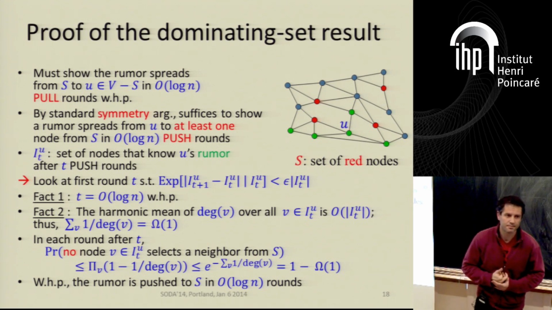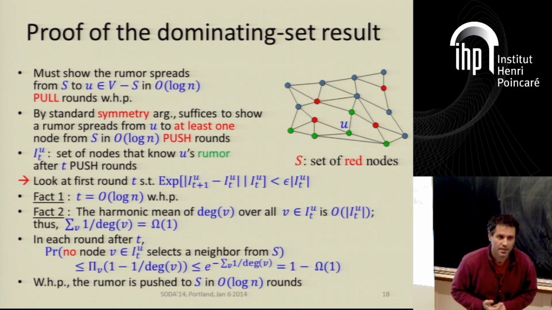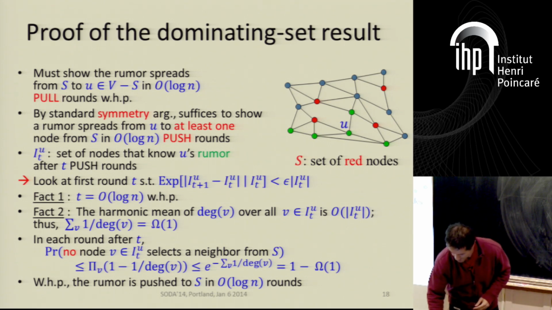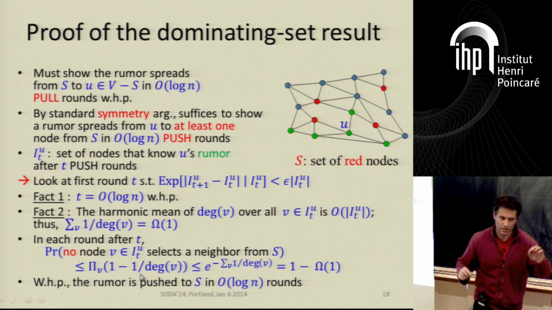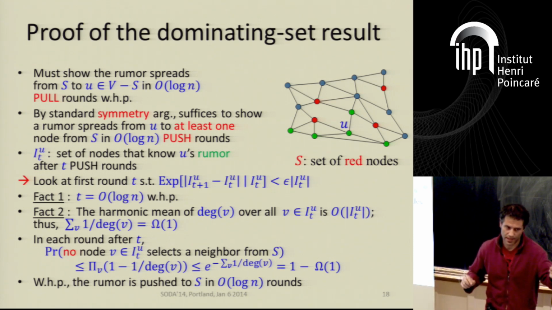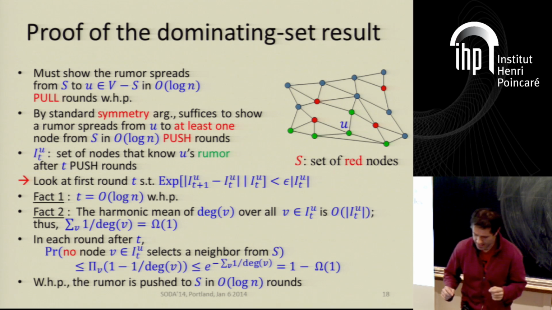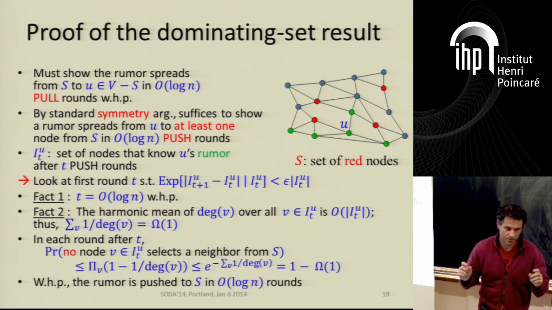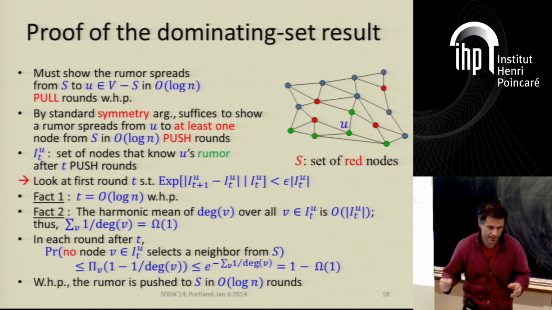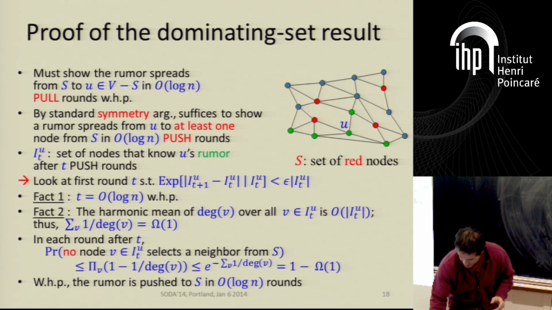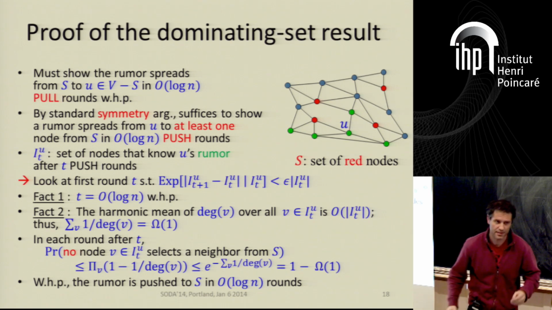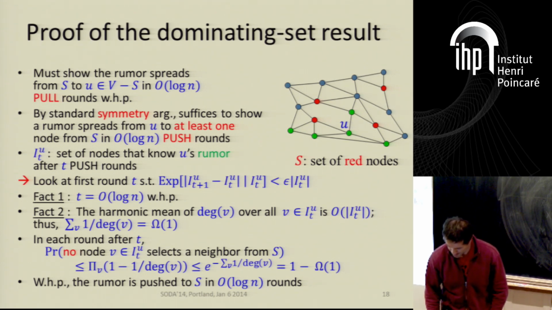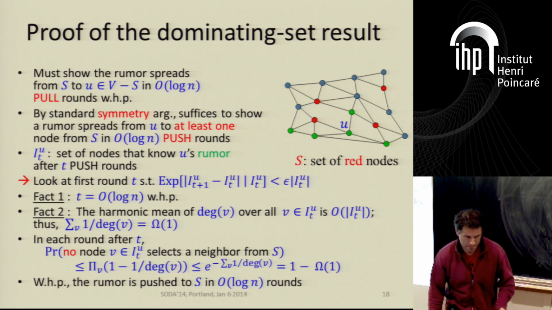Yes? Where did you use the fact that S is the dominating set? Sorry? Where did you use the fact that S is the dominating set? Yes, as I said here, the probability that a node does not push the rumor to a node that belongs to the dominating set is at most 1 minus 1 over the degree of that node. If it has more than one red neighbor, then it's 1 minus the number of red neighbors over the degree. Okay, so this is there. I don't think it's difficult.